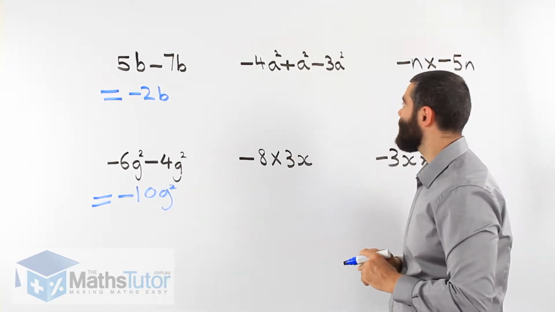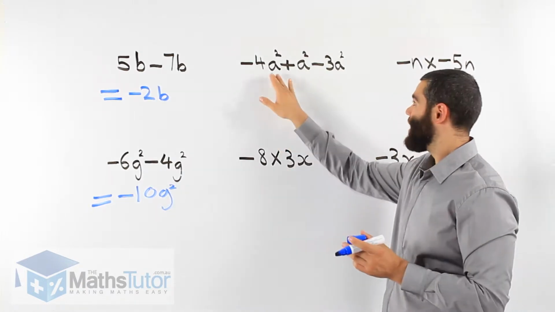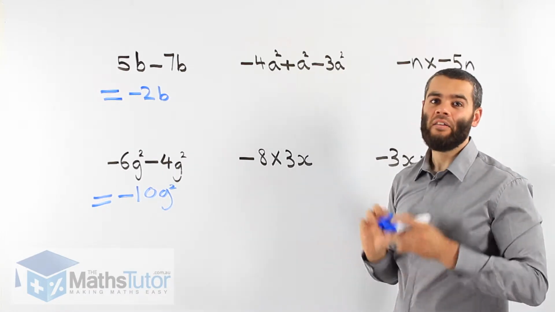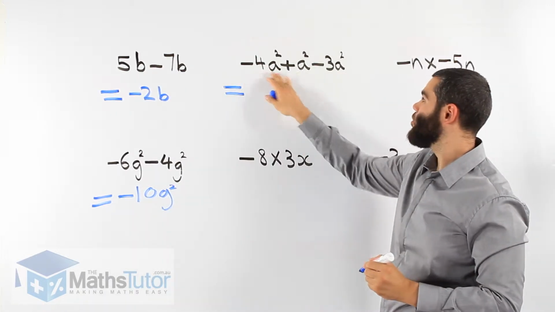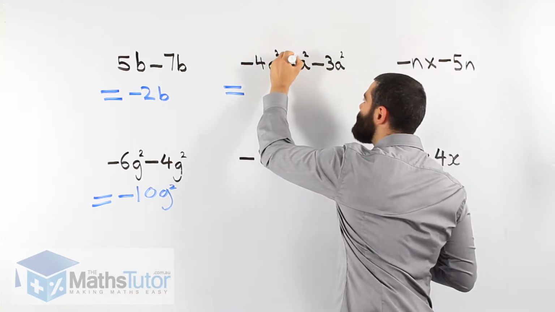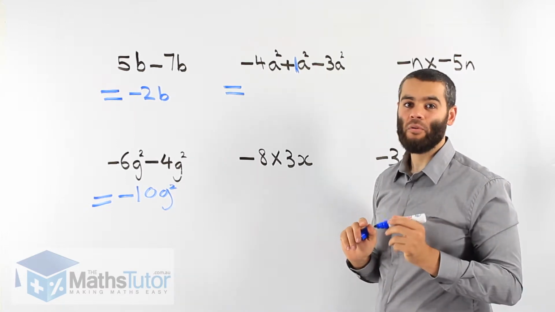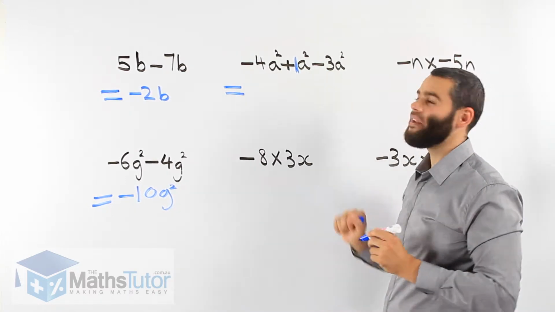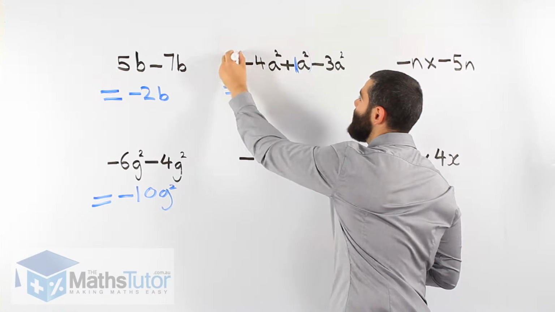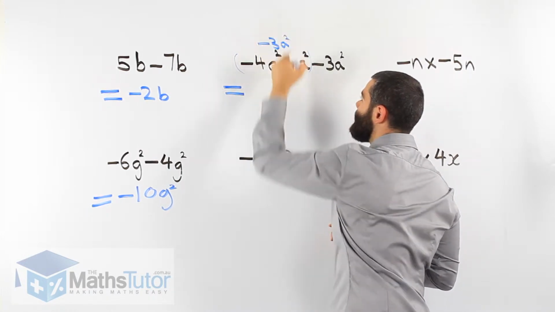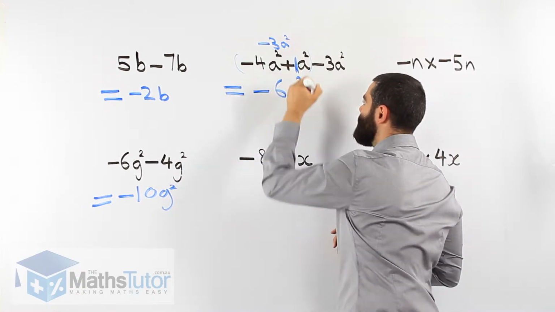Minus 4a squared plus a squared minus 3a squared. Well, are they like terms? A squared, a squared, a squared. Yes, they are. That means we can collect like terms. Minus 4 plus, now we know here there is an invisible 1. Minus 4 plus 1 is minus 3a squared, and then minus 3a squared. So minus 3a squared minus 3a squared is minus 6a squared.